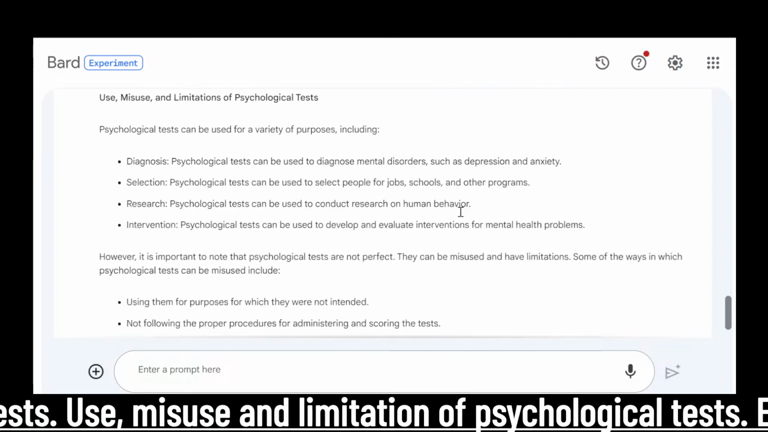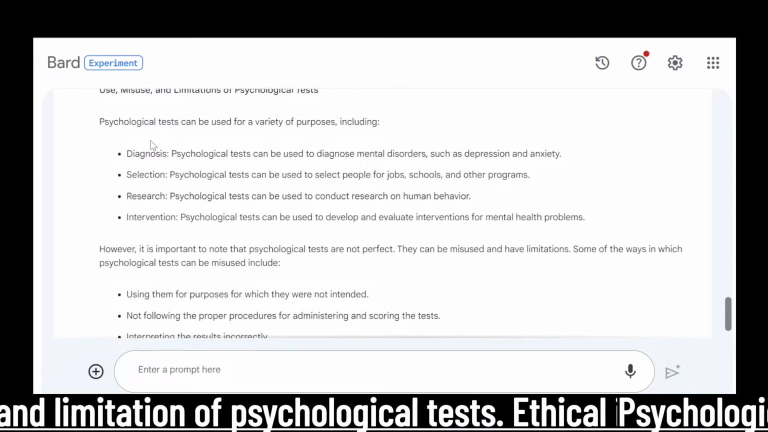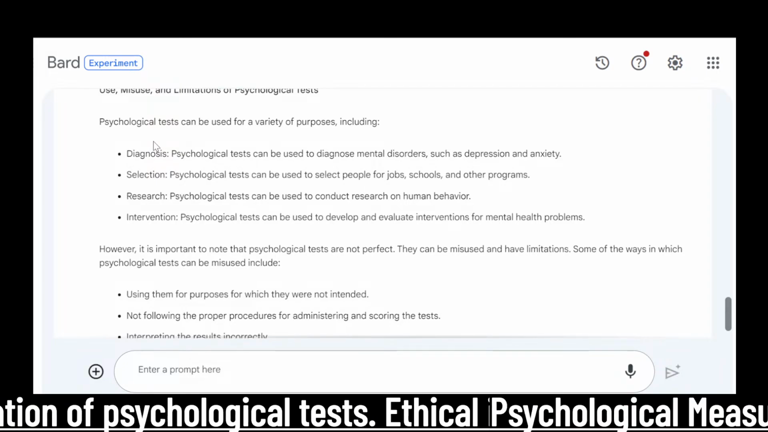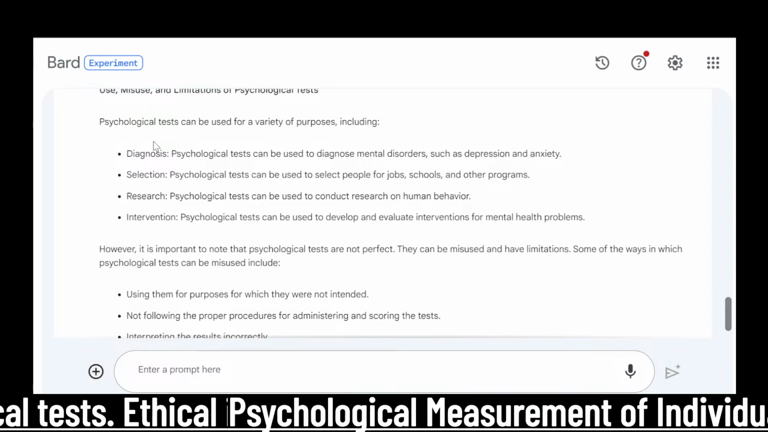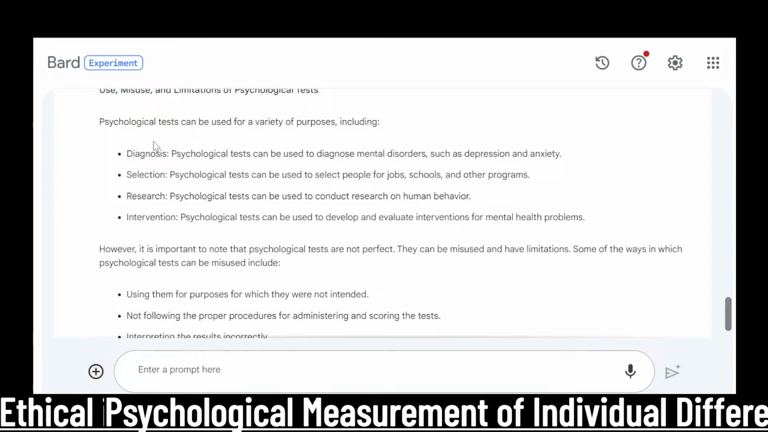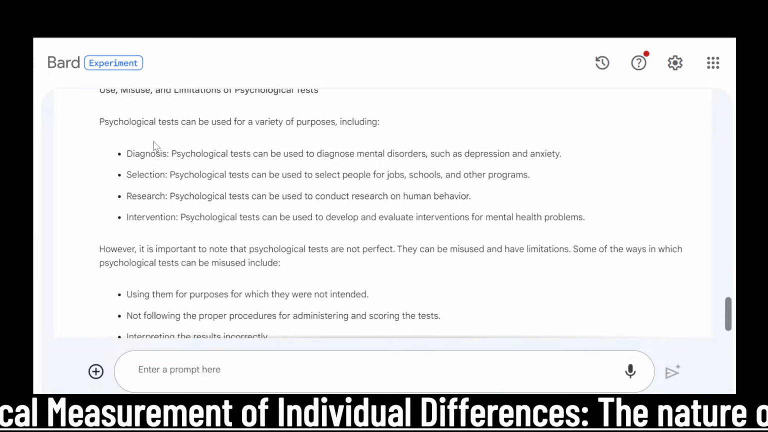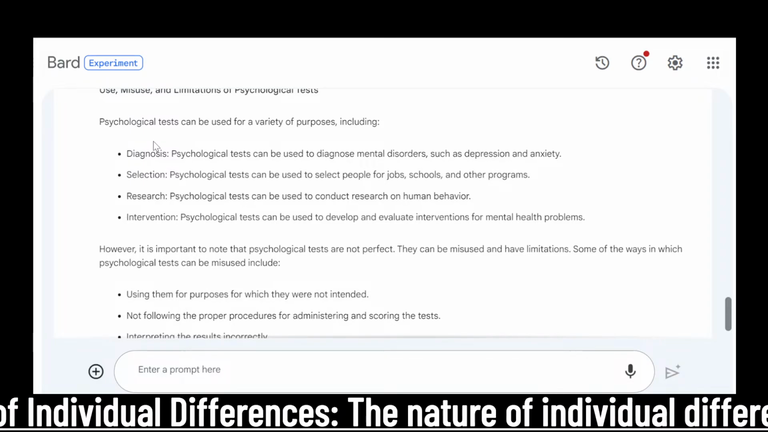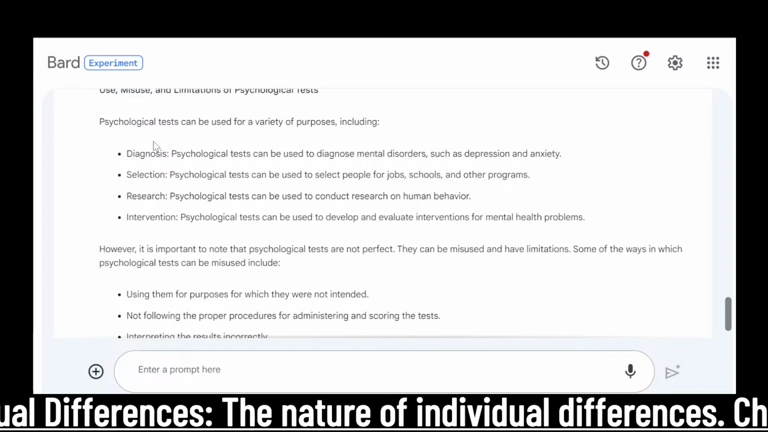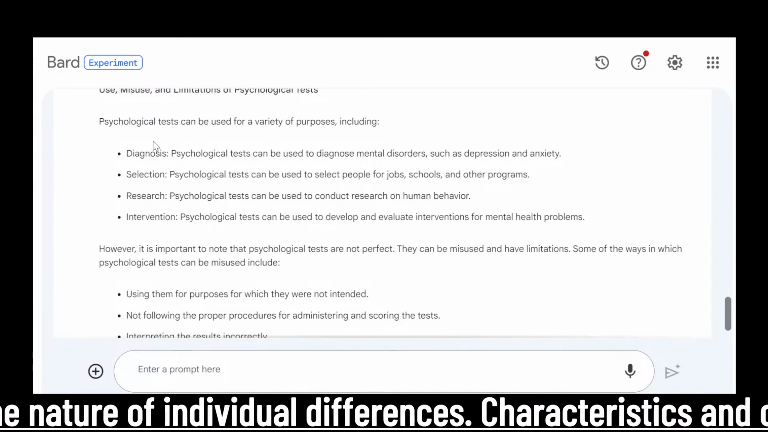What are the use, misuse, and limitations of psychological tests? So the tests can be used for a variety of purposes. First, for diagnosis, to know mental disorders such as depression and anxiety. For selection, psychological tests can be used to select people for jobs, schools, programs. Then in research, psychological tests can be used to conduct research on human behavior. Then these tests are used to develop and evaluate interventions for mental health problems for future reference.